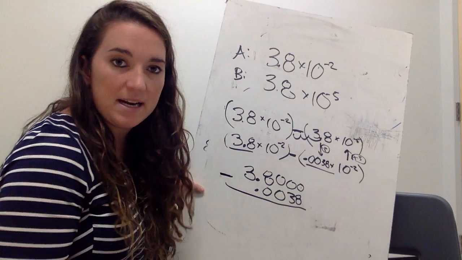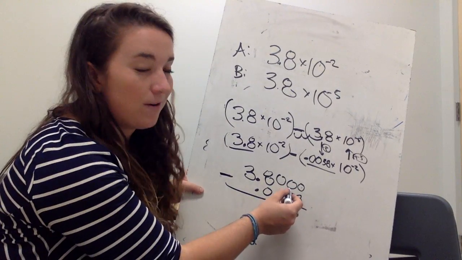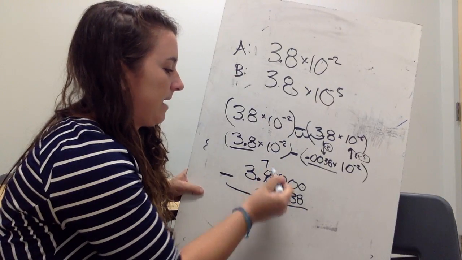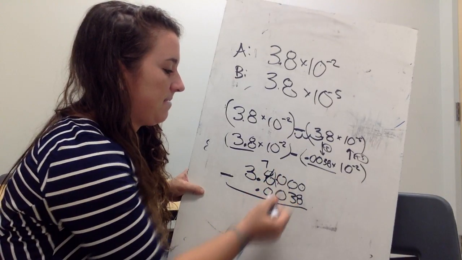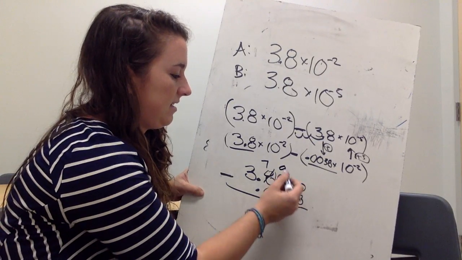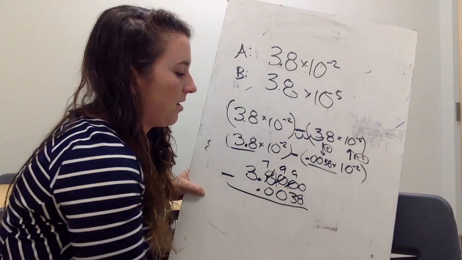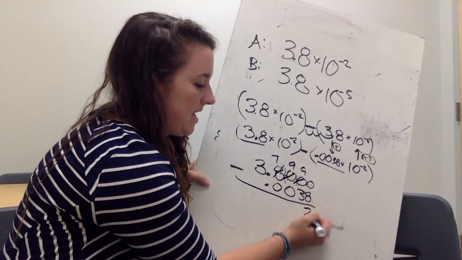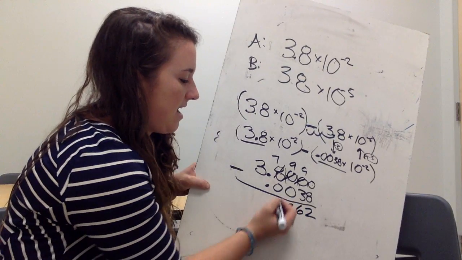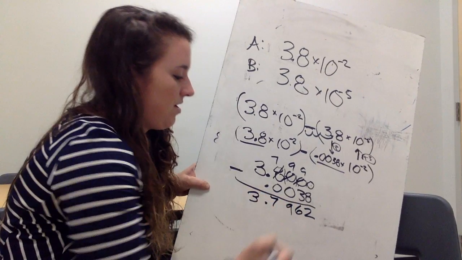I can't do 0 minus 8, so I go to my next 0. Can I borrow from a 0? No. So I go to my next one, still can't borrow. So I borrow from my 8, make it a 7. This becomes a 10, but I still need to keep borrowing. This becomes a 9. This becomes a 10, and I borrow all the way over here. Now I have 10 minus 8, 2, 9 minus 3, 6, 9 minus 0, 9, 7 minus 0, 7, 3.